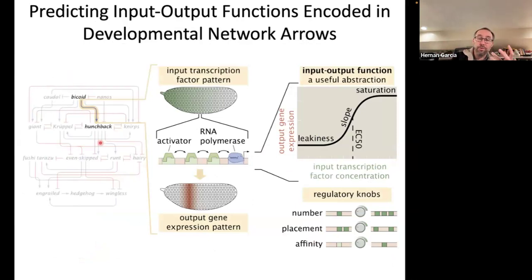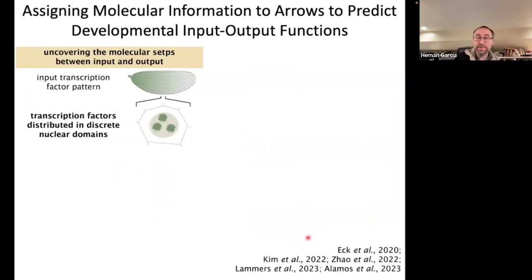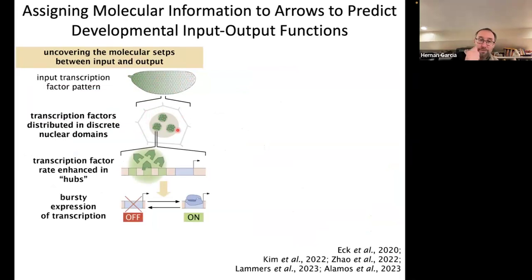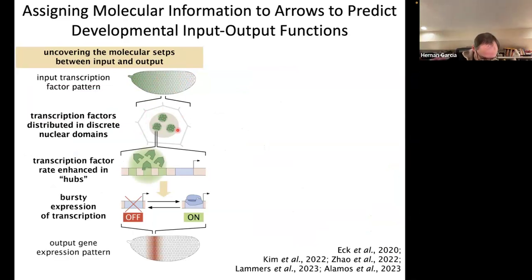Okay, all right. So I showed you that what we were after is trying to endow each one of these arrows with molecular and quantitative information, trying to predict these input-output functions. But to do that, first we have to figure out what the model is of the input-output function. And what we saw is that we don't just need to measure the concentration of transcription factors throughout the embryo. We need to acknowledge that these transcription factors are present in hubs. We also found that these hubs, if they bind to the DNA, you could imagine that they drive and control this transcriptional bursting. And I also showed you that when you put all these bursts together, you can get a macroscopic pattern of gene expression.